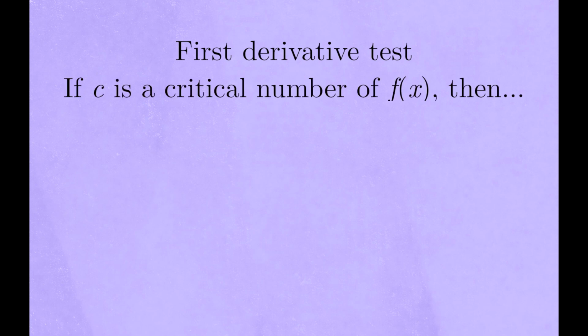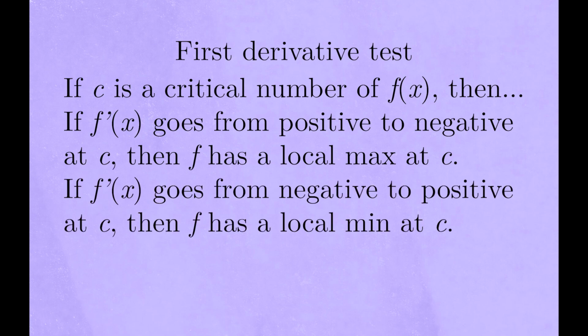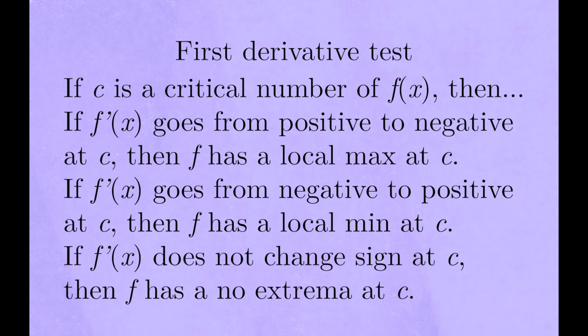The first derivative test says that if c is a critical number of the continuous function f of x, then if f prime of x changes from positive to negative at c, then f has a local maximum at c. If f prime of x changes from negative to positive, then it has a local minimum. And if f prime of x does not change sign at c, then it has neither.